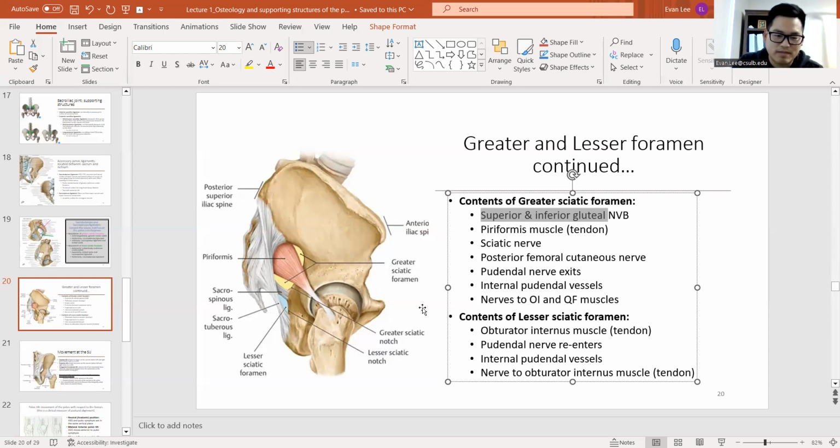I guess we might as well just finish up and talk about the rest. Here's the lesser sciatic notch, which is where you'll have, once again, pudendal nerves. So pudendal nerves, pudendal blood vessels, but then you'll also have the nerve that goes to the obturator internus, as well as the obturator internus tendon as well.